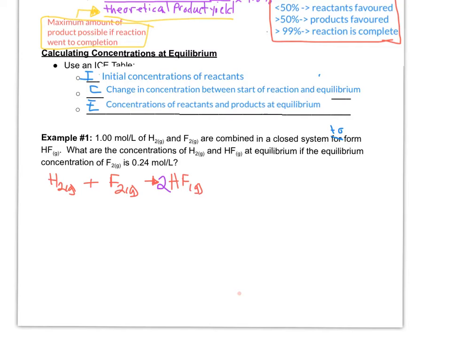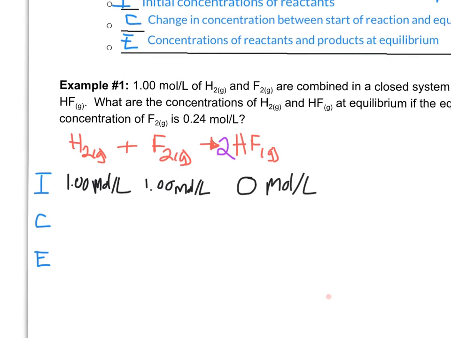Remembering that our ICE table has an I, a C and an E. I represents initial concentration. So we know our initial concentrations of both the hydrogen gas and the fluorine gas are 1.0 mole per liter, and we know we're starting with 0 mole per liter of the hydrofluoric acid. Okay, I'm just going to zoom in a little bit to make it easier for me to write in all the information.